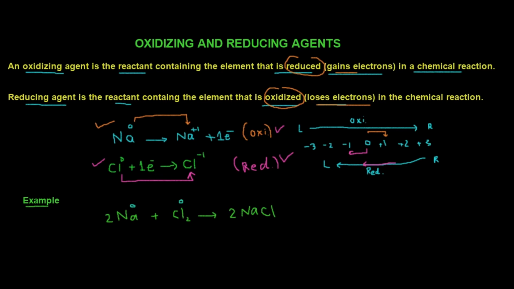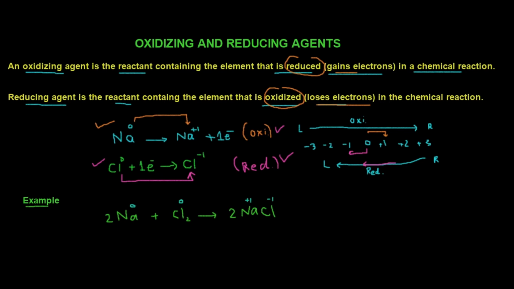But in this case, as you can see, they are forming an ionic bond. The sodium atom is losing its one electron, so in case of sodium we have positive one charge. And similarly, the chlorine atom gains that electron, so chlorine has minus one charge.